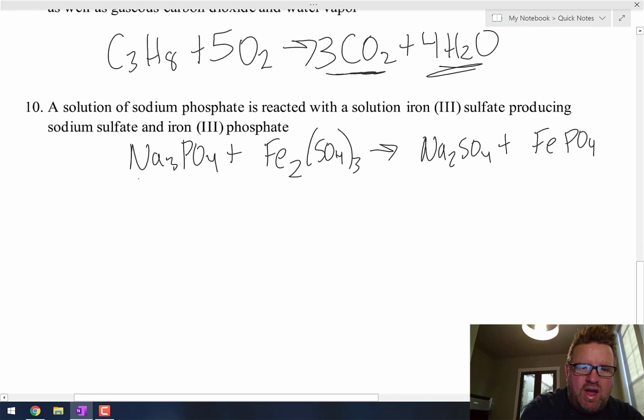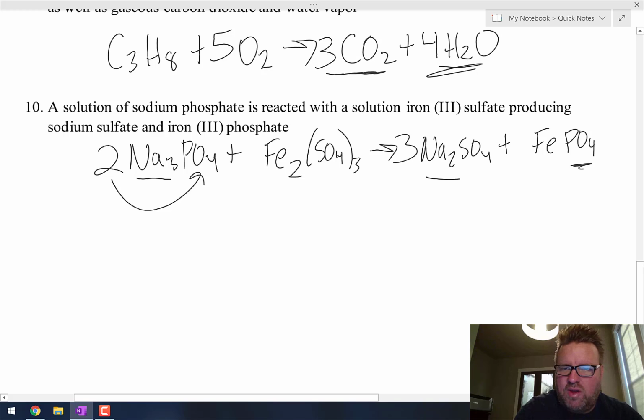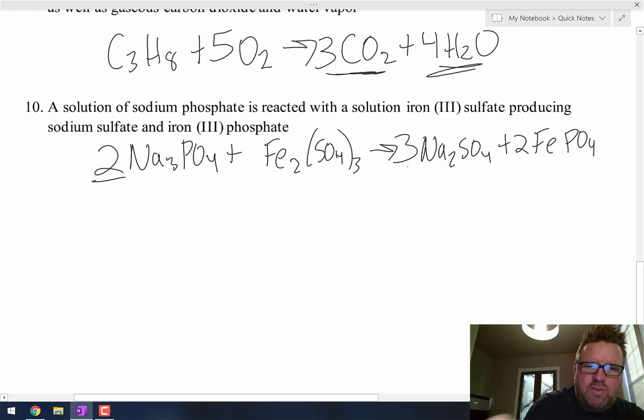Okay, our last one, right away, 3 sodiums, 2 sodiums. We got to go to 6. So 2 and 3. And then we have 2 phosphates. Here we only have 1 phosphate. Remember, if they stay together, make it easier on yourself. So I'm going to put a 2 right there. We have 2 irons, 3 sulfates, 3 sulfates. That equation is now balanced. Okay, so sometimes it looks like a big complicated equation, but look at all we needed. We had to put a 2, a 3, and a 2 right there to balance that equation.